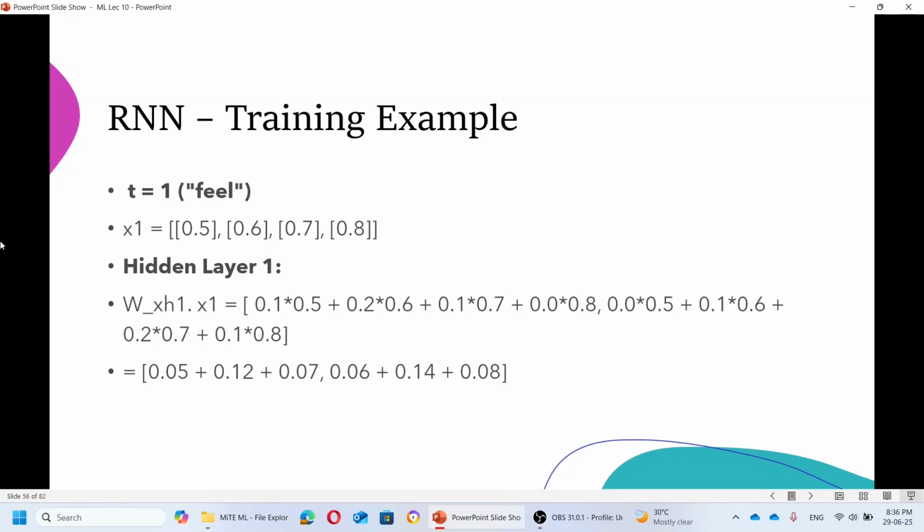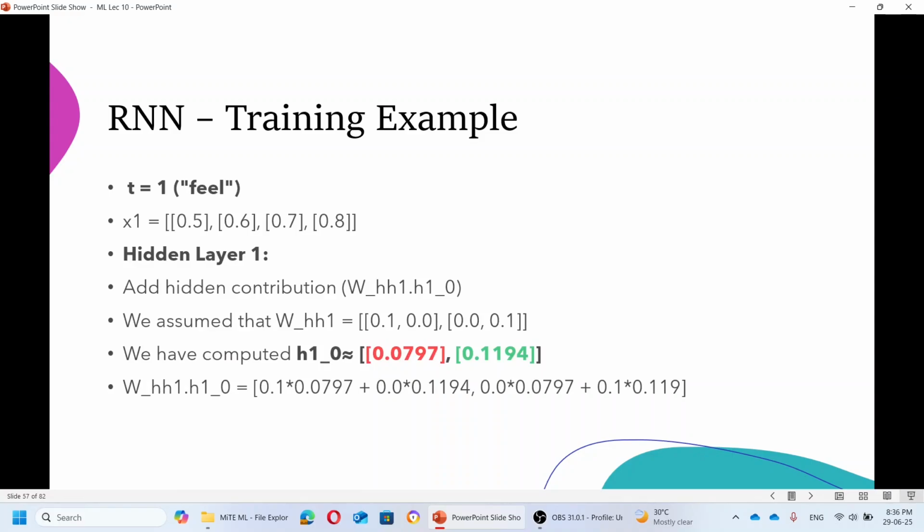We simply multiply the weights with this input. X1 is this one, this input, and we get the output 0.24 and 0.28. At hidden layer 1, our weights are 0.1, 0.0, as we know.